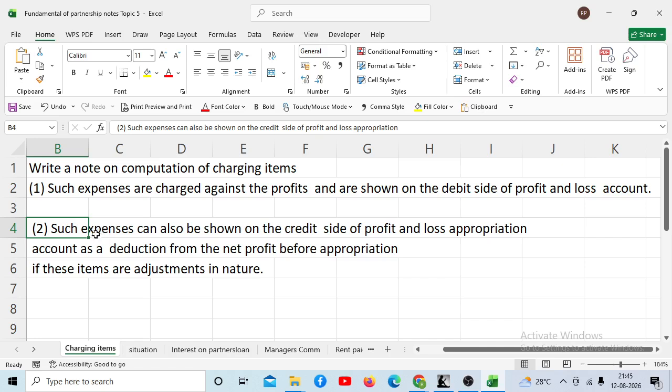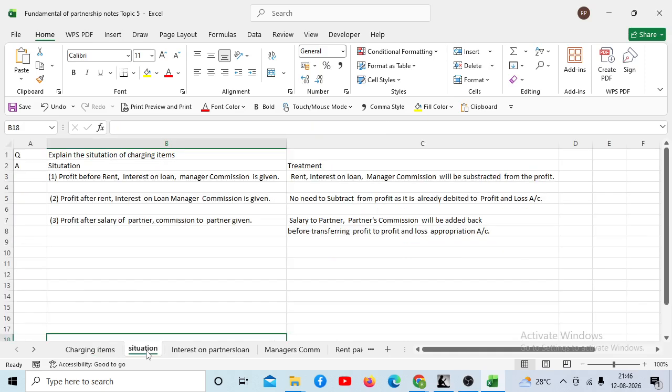Means if these expenses are given in the form of adjustments, so in that case we are preparing only profit and loss account. So we will be using the second approach. We will be deducting it from the net profit before appropriation. Okay, like see, we will see the situation. Explain the situation of charging items, right?